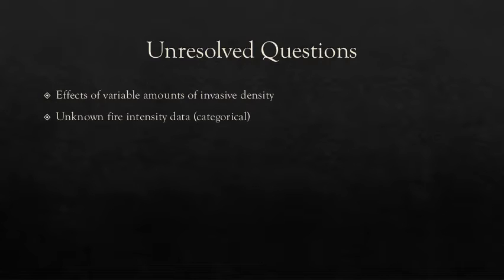One of my unresolved questions is the effect of invasive density. So the FNAI only counts for occurrence, not density. So if I have a unit area that is 100% invasive and 0% native, this is obviously going to affect my results, and I'm still contemplating how I'm going to fix that.